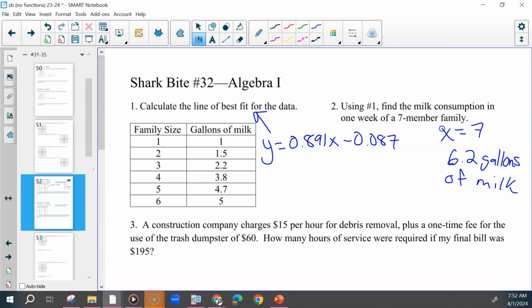Questions on either of those before you do 3? I mean, there's a lot of people also.